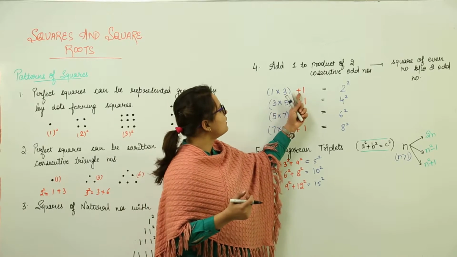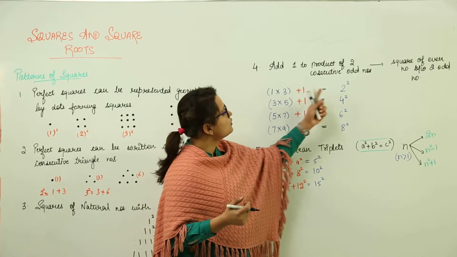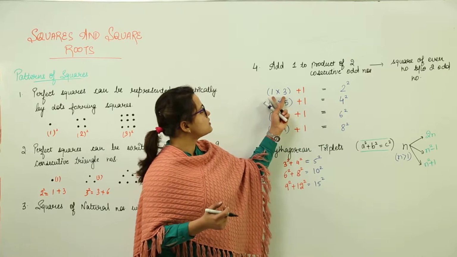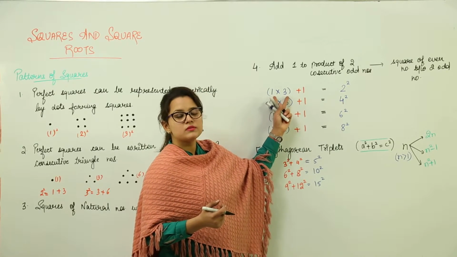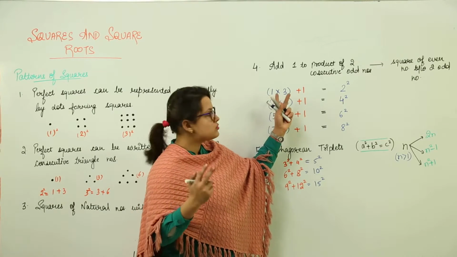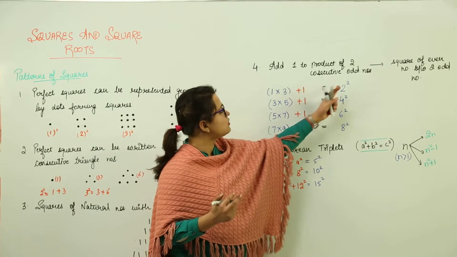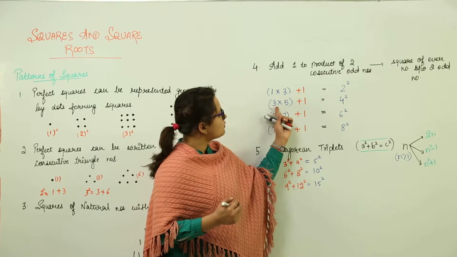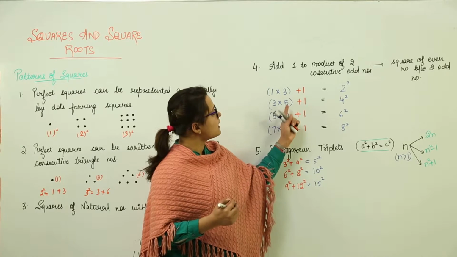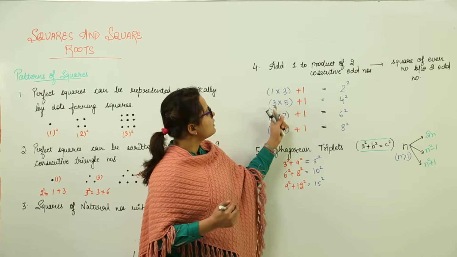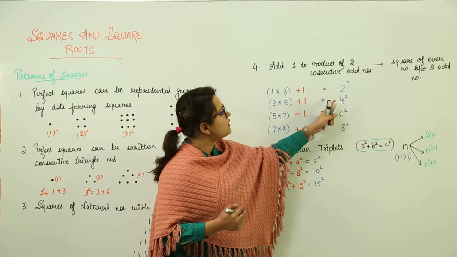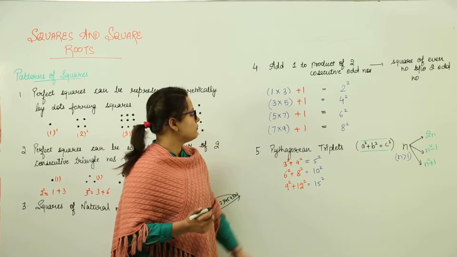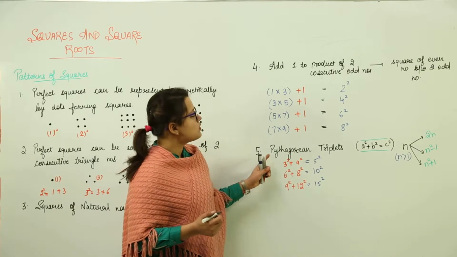If you add 1 to the product of this, you would get the square of the even number between the two odd numbers. What is the even number that comes in between these two numbers? 2. So this left hand side will be equal to the square of 2. Similarly, you can do this with the product of the next two consecutive odd numbers and add 1 to it. You will get the square of the even number that was between the two odd numbers, and so on.